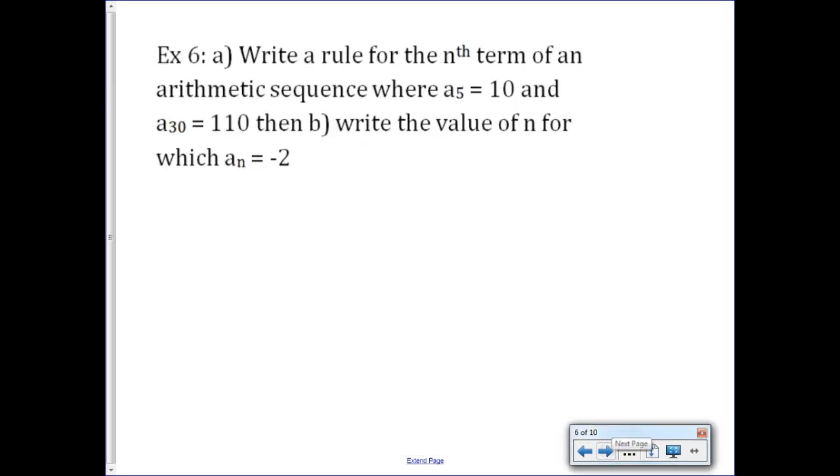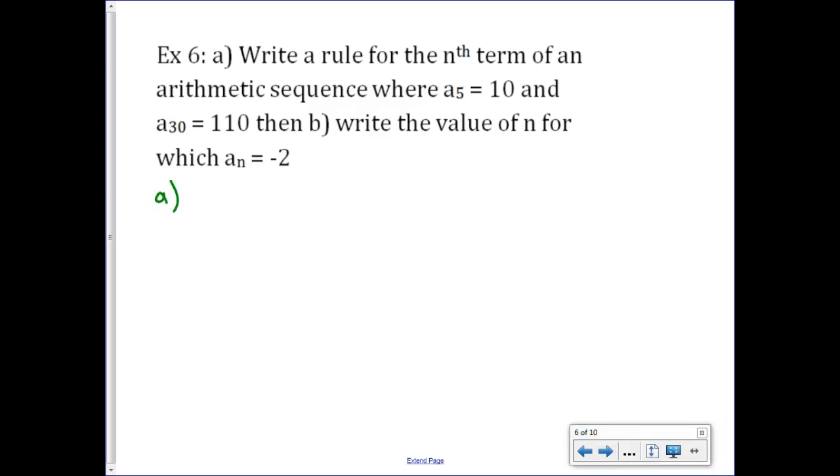Okay, here's another example for us. It says write a rule for the nth term of an arithmetic sequence where a sub 5 is 10 and a sub 30 is 110. And then B, write the value of n for which a sub n equals negative 2. So, we don't have the first term here, we don't have the common difference here, but we do have two different values. So the way this is going to help us is that perhaps we can use a system of equations.